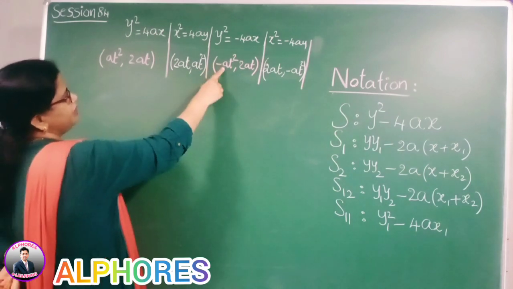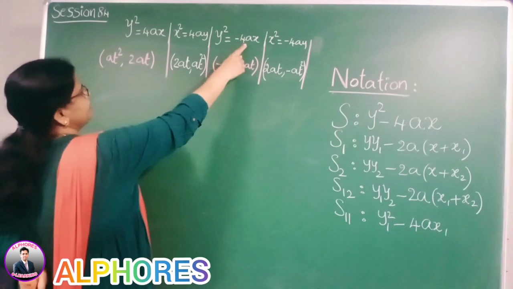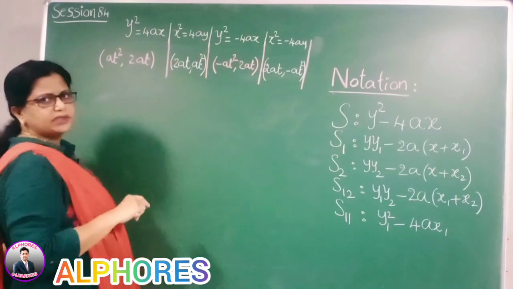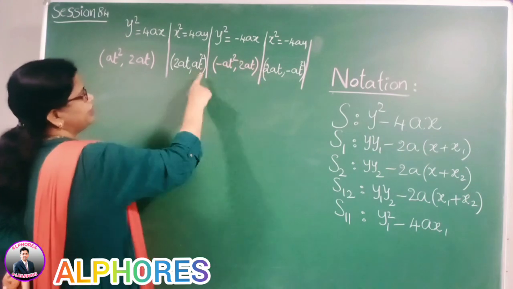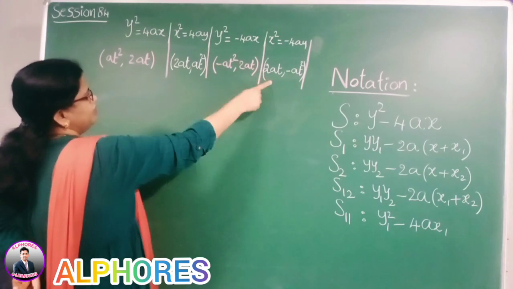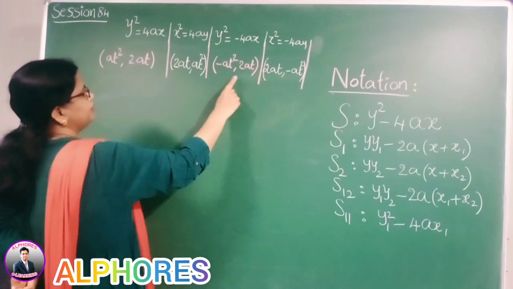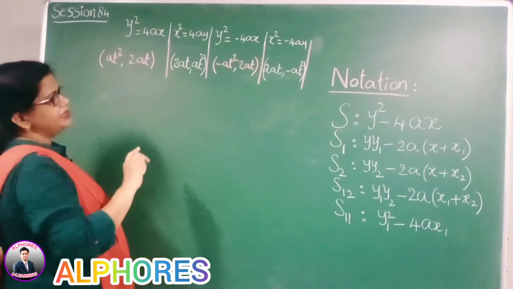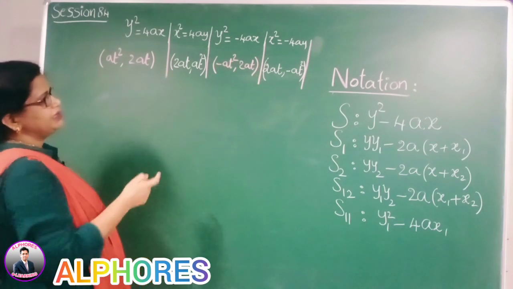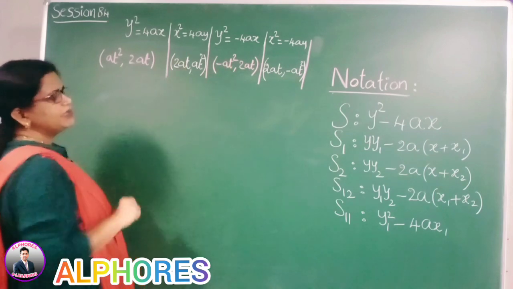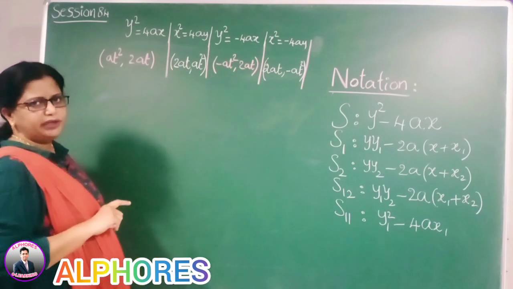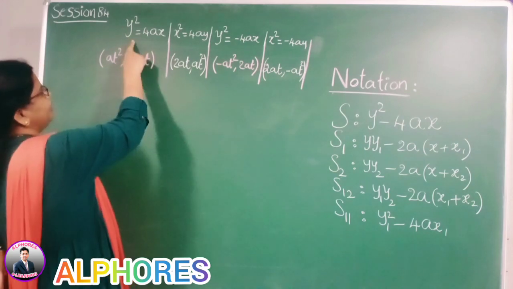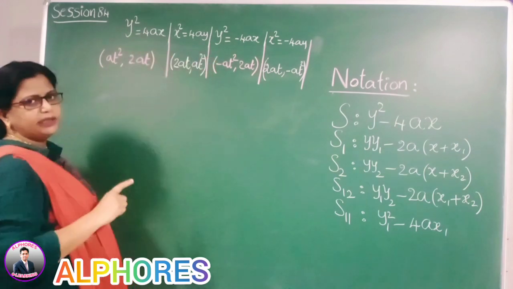And if I put here x value minus at square, again you observe 4a square t square, this side also same. In the same way, these two are again images of one another with respect to the same line. Therefore, we have just interchanged, that is (2at, minus at square). So students, these are our parametric coordinates when the parabola is y square is 4ax or anything.